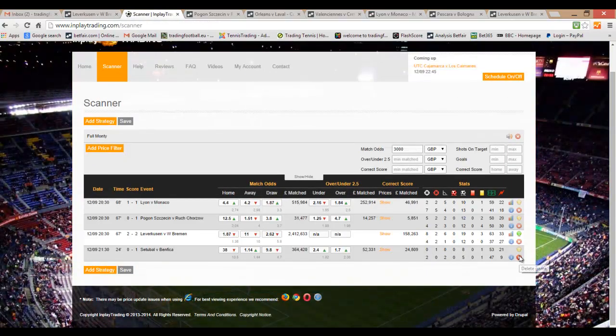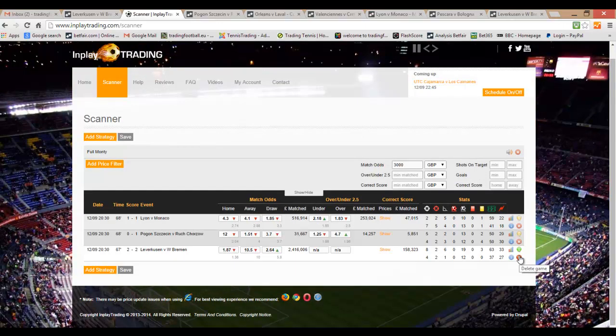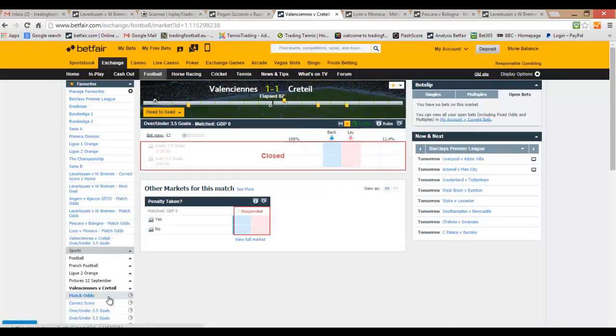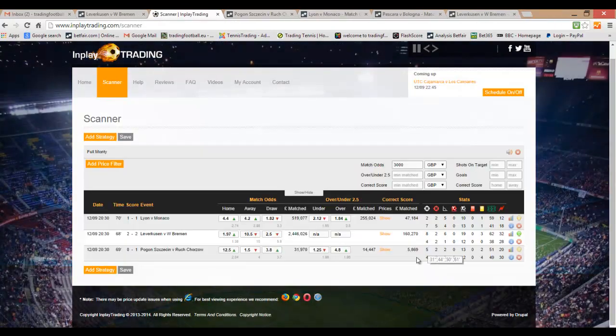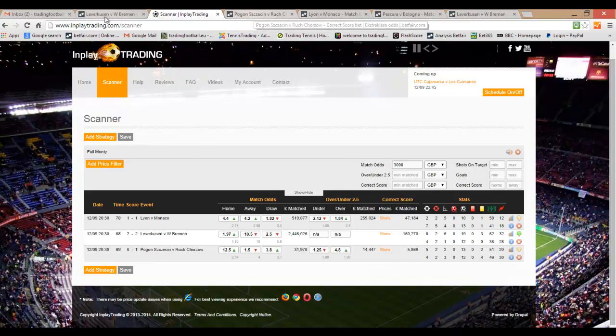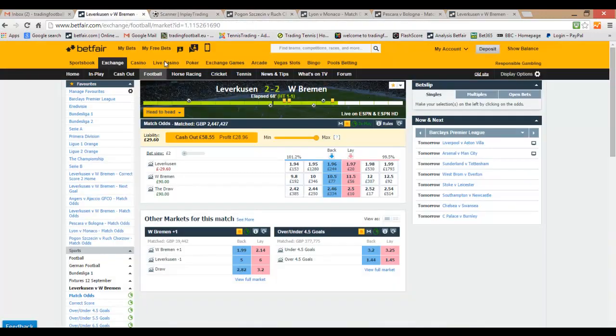67 minutes gone in the Leverkusen-Bremen game. And there's confirmation of the Valencian Créteil ended 1-1. So I got £16.77 on the draw profit and £20 red on the over 3.5. So a £3 loss there. I'm still considering this Polish game by laying the away side, who are still leading 0-1 with about 70 minutes played.